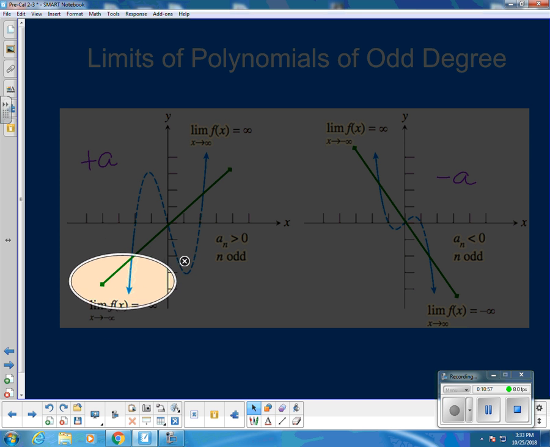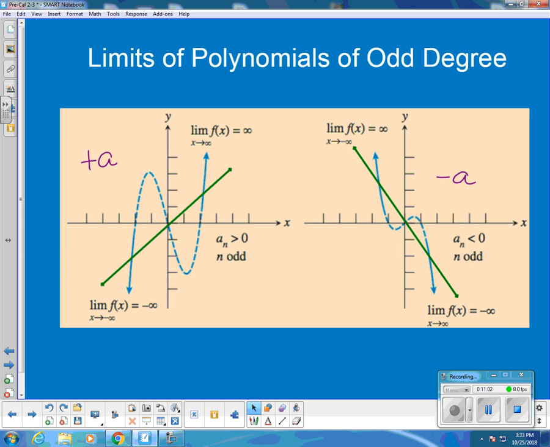And you can see it's going down. It's going to negative infinity. So know how to write that limit notation. Okay, very important. A little different in this book than the previous course. So you have to learn a new way of writing it.